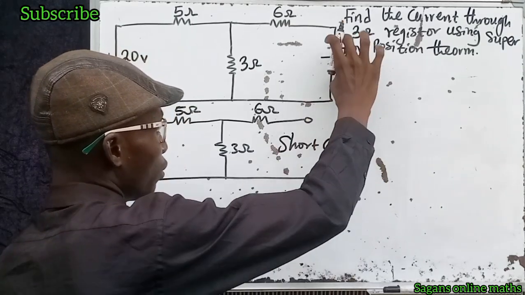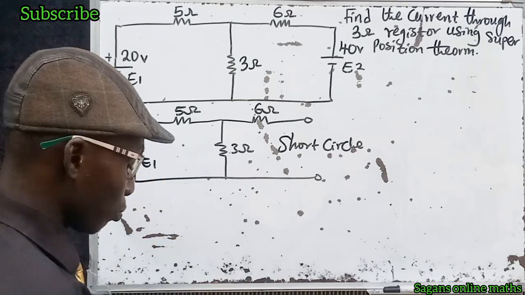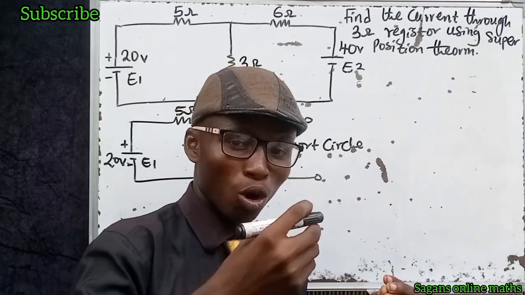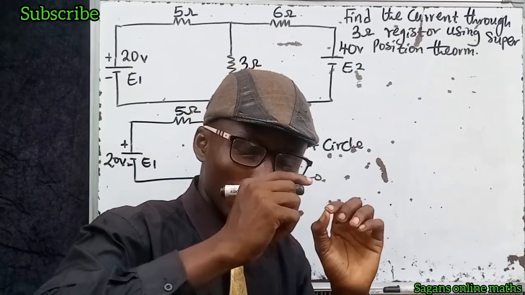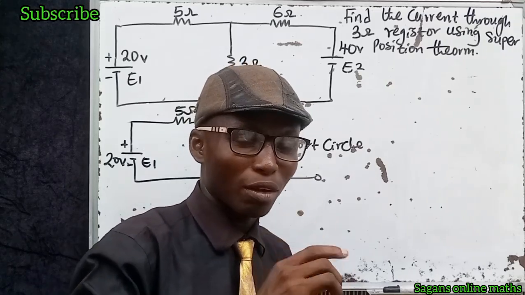Now you can see that I removed this source and I'm working with this source now. That's the property of superposition theory. It says that in any circuit where there are more sources, before you can analyze that circuit, evaluate one of the sources at a time.